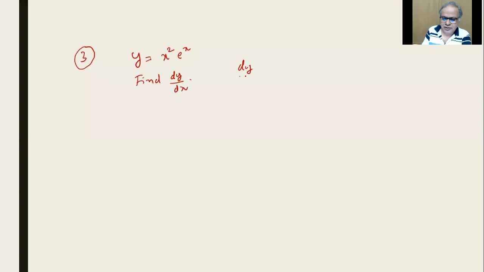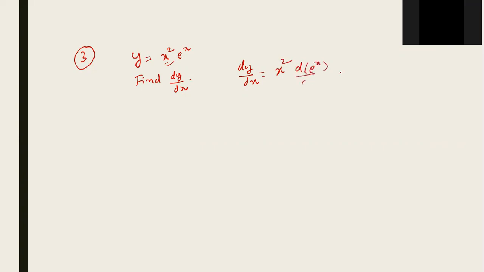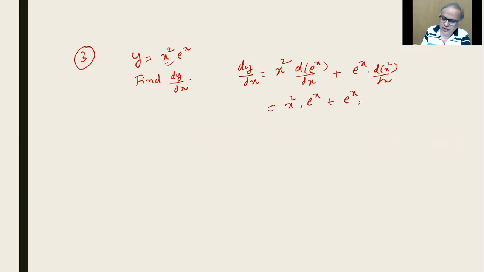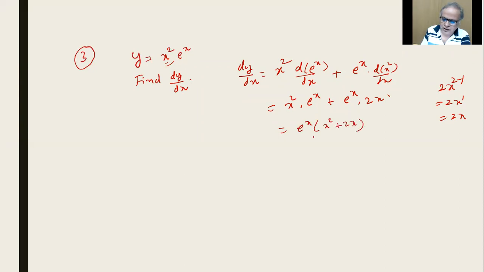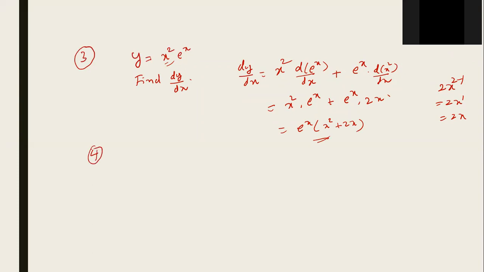Somebody try. Ganesh. dy by dx equals u times dv by dx, let me say this is u, plus v times du by dx. So x square into d of e power x by dx, how much is it? This whole thing goes in: x square e power x plus e power x into the derivative of x square. x power n function, right? n into x power n minus 1. That's all. You can take common or just leave it, doesn't matter. Simplification is not the issue here.